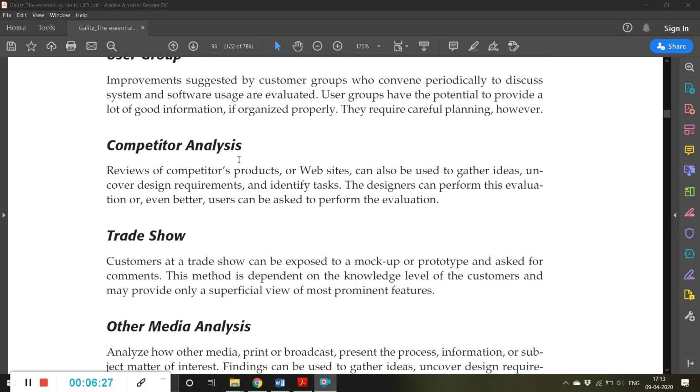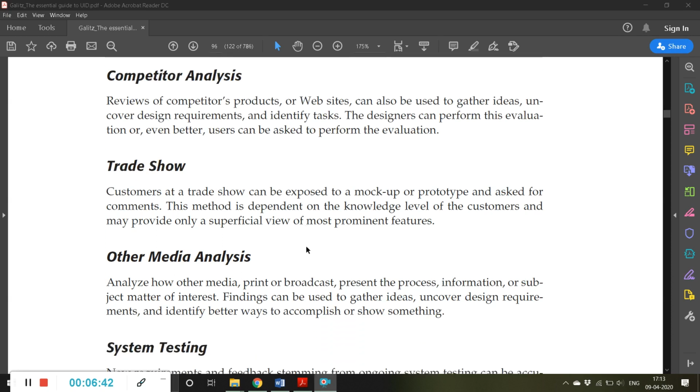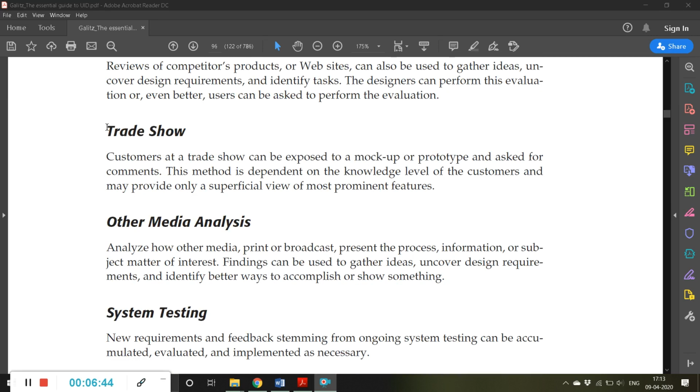Then competitor analysis. Okay, go to some other competitors' websites, try to understand what exactly they have developed and how exactly they are catering to the users, and based on this analysis you can come up with your own user interface. Then trade show, which I was talking about yesterday.